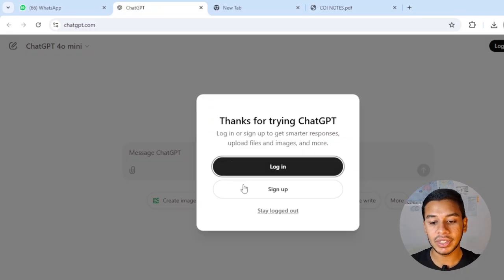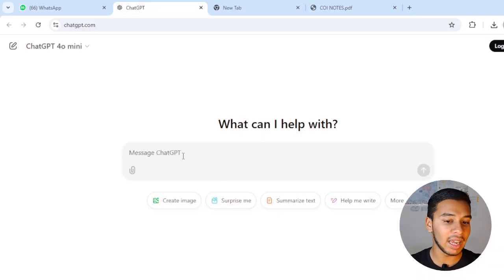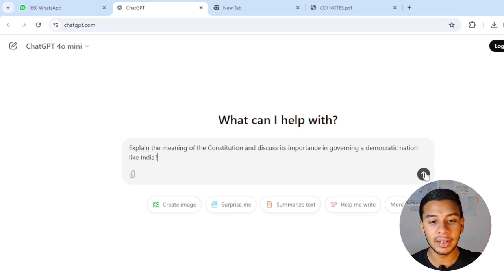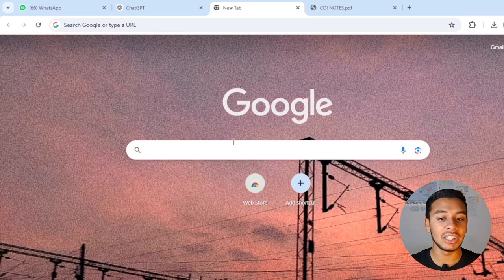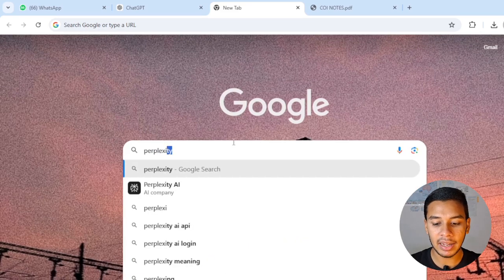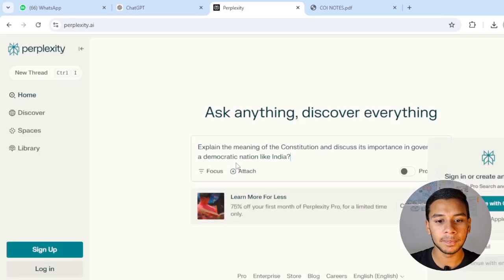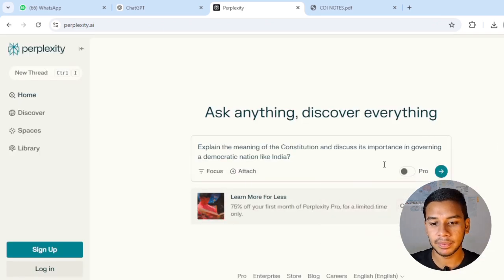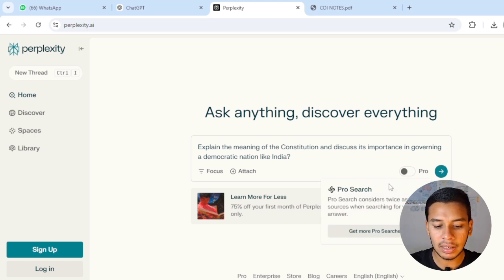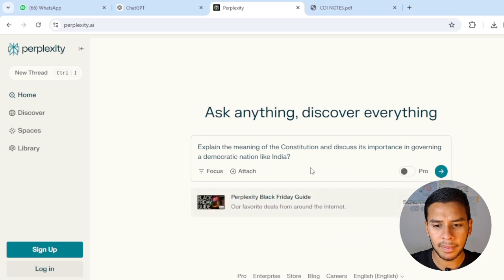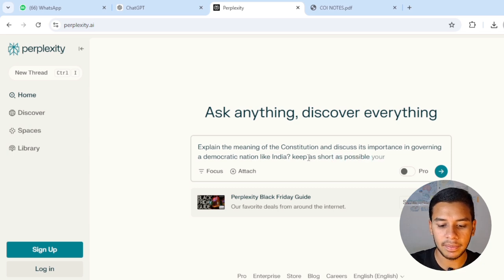Okay, let me copy this question. I'll go to ChatGPT, or you can use any other AI tool. You can use Perplexity as well. It is an amazing tool, Perplexity. I'll paste this one and ask it to keep the answer concise, as short as possible.